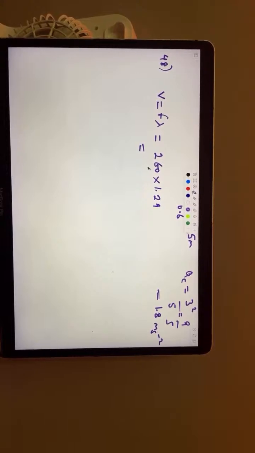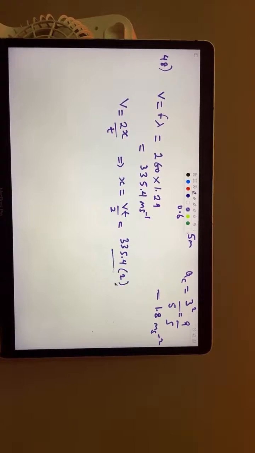So that's 335.4 meters per second. Also, when echo is happening, velocity is 2x over t, where x is the distance. So that means that x in this place will be vt over 2, and that will be 335.4. They say he heard it 2 seconds later, so 335.4 times 2 over 2, the 2 will cancel 2. That will be 335.4 meters. So that means that how far away the hill is, is that.